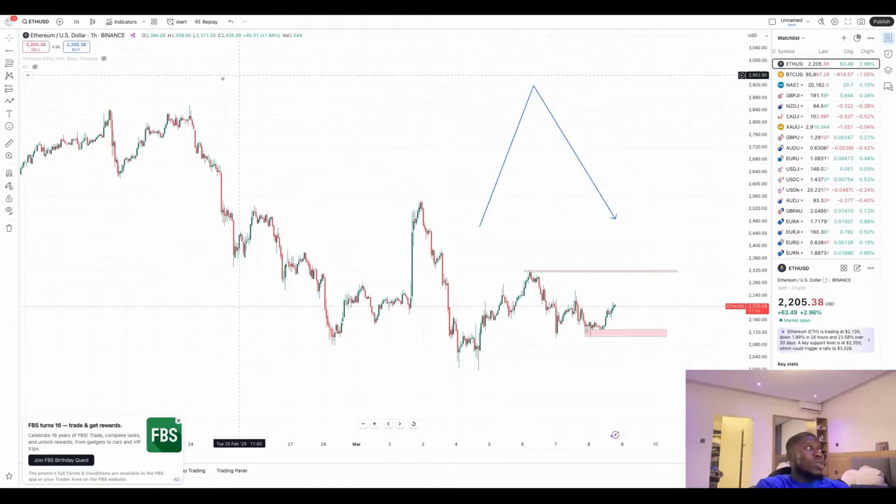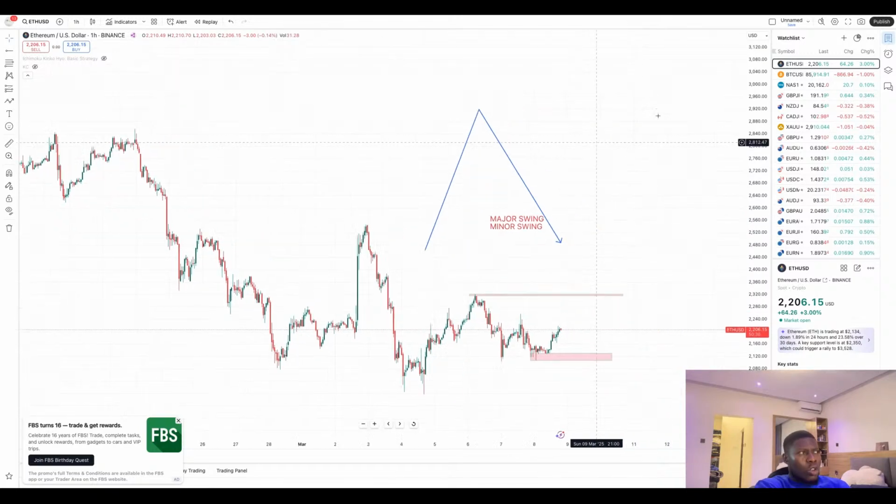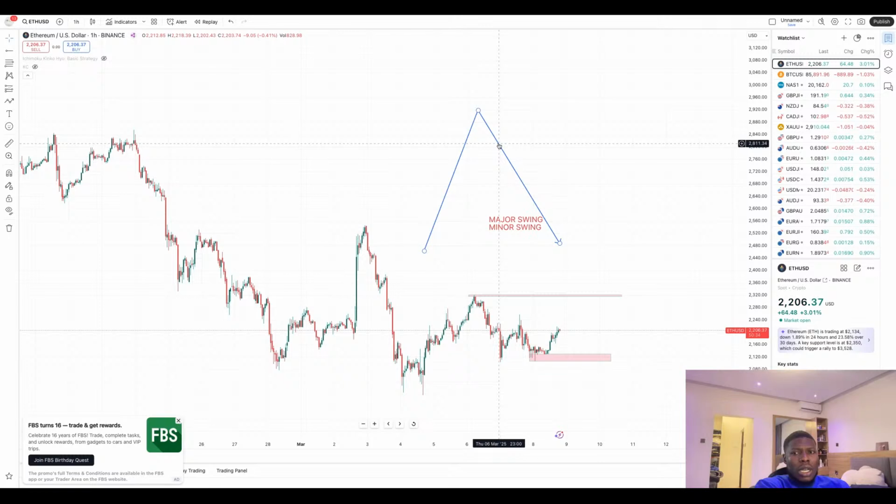in a market. So we have what we call a major swing. Then we have a minor swing. Okay, how do you identify your major swing and how do you identify your minor swing? First of all, your major swing is clearly visible. It ought to be clearly visible.